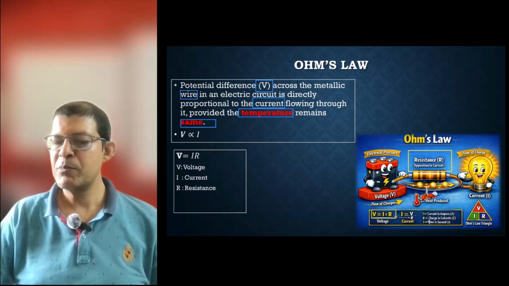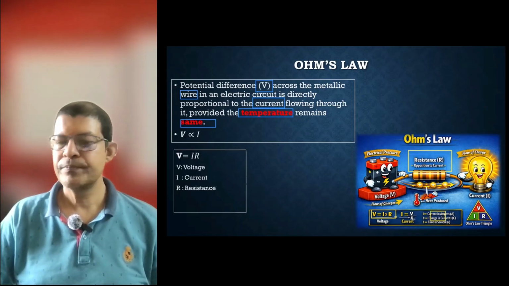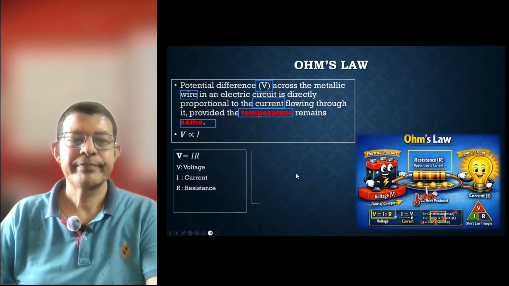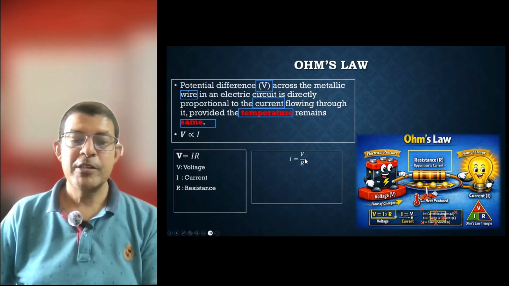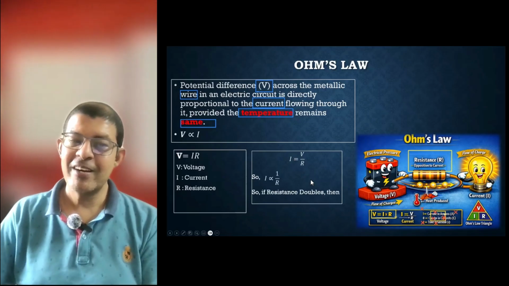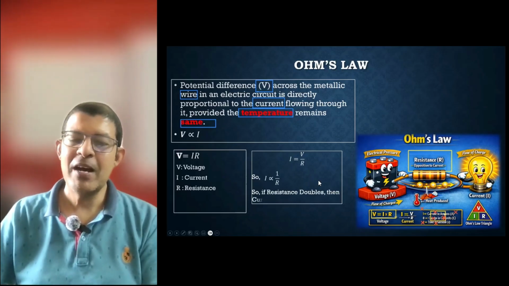Okay, these are some spelling mistakes. You can ignore this. Okay, so let's move forward. So this is rearranged. I can be written as voltage by resistance. So I is inversely proportional to resistance. If resistance doubles, means current has to reduce. So current will decrease by half.